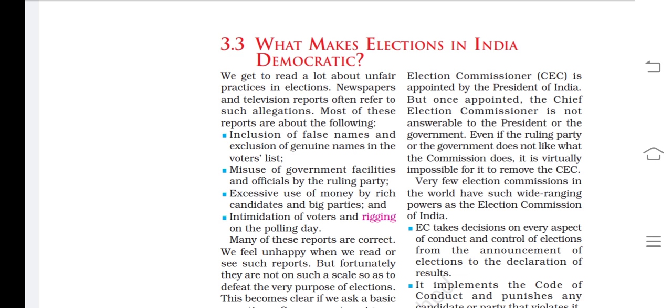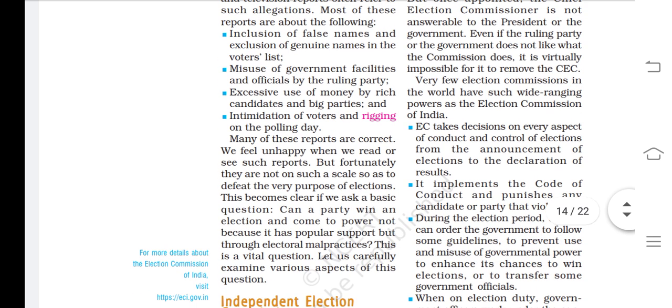Then intimidation of voters and rigging on the polling day. Now what happened? Intimidation of voters means they try to bribe the voters or threaten them for voting. Okay, so these are some problems which happen in elections.